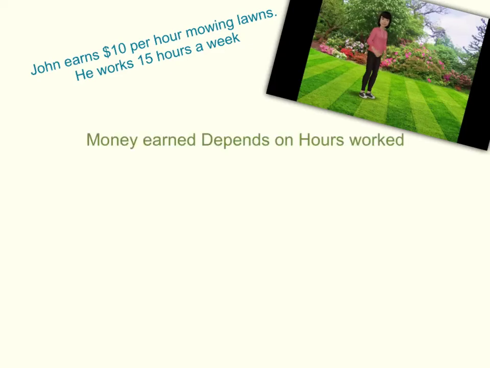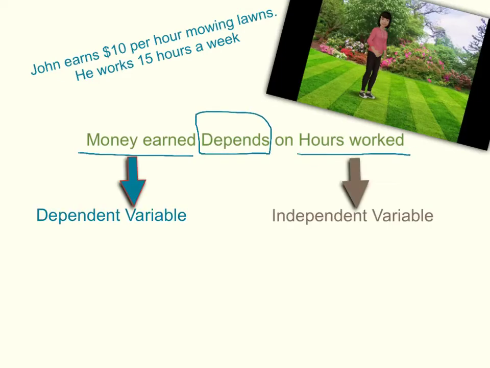And in this example, money earned, the amount of money that he makes, depends on how many hours he works. This means that the money he earns is the dependent variable, and then the hours worked is the independent variable. He gets to choose how many hours he works, and then the amount of money he makes depends on how many hours he works. So now let's think about the domain and the range.